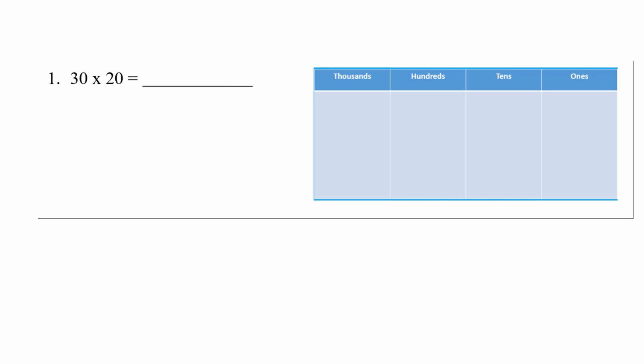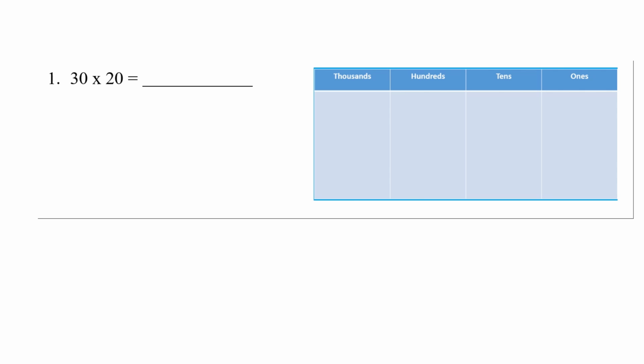As we begin multiplying two-digit by two-digit numbers, let's first practice on our place value chart so that we can see exactly where our numbers are going and why they are changing place values. Our first problem is 30 times 20.